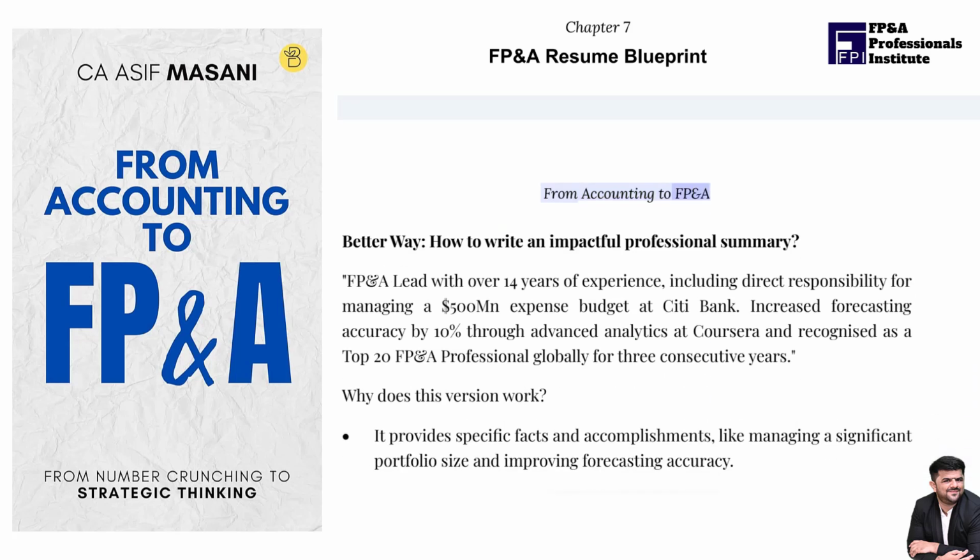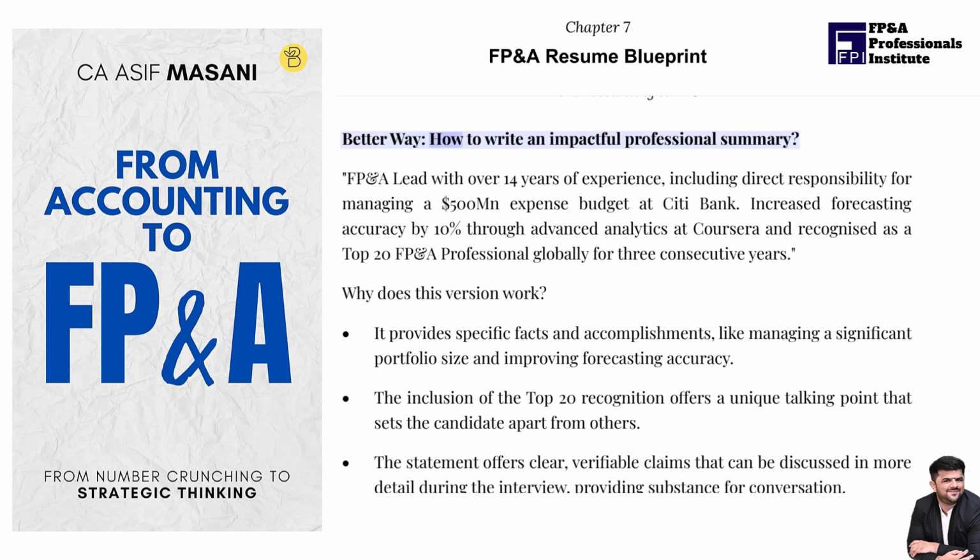From accounting to FP&A, a better way: how to write an impactful professional summary. FP&A lead with over 14 years of experience, including direct responsibility for managing a $500 MN expense budget at Citibank, increased forecasting accuracy by 10% through advanced analytics at Coursera, and recognized as a top 20 FP&A professional globally for 3 consecutive years.